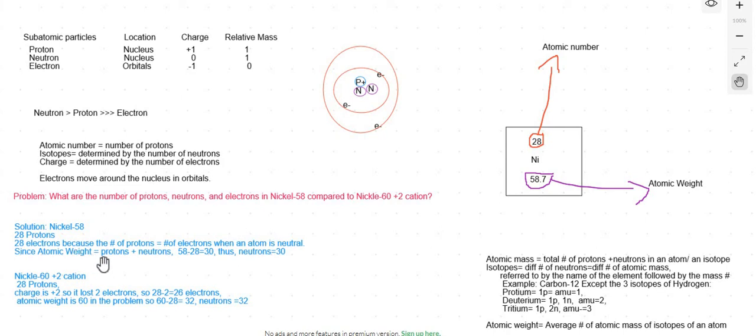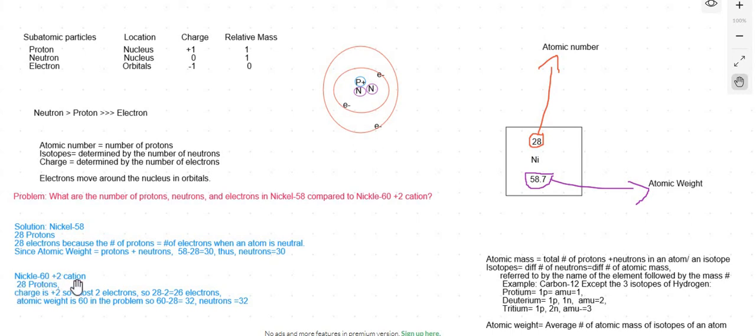Now let's find the number of neutrons. Since you know that atomic mass is protons plus neutrons, you could just do atomic mass minus protons to give you neutrons. And so the atomic mass is 58, so you do 58 minus protons, 28, which will give you 30 neutrons. So there are 30 neutrons in nickel 58.